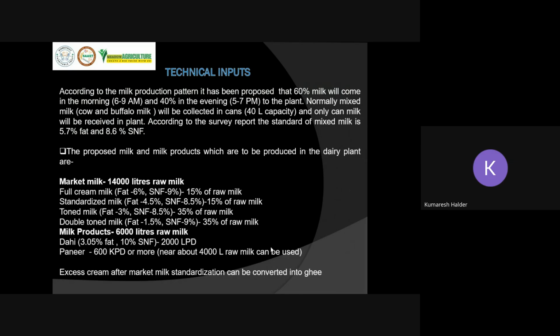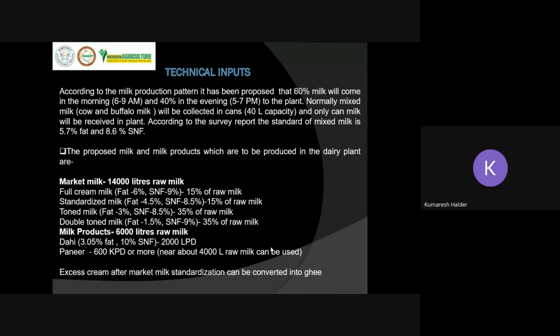Then the technical inputs. This is an example case, as I was telling. This is a case study. We have written it for 20,000 liter milk handling capacity per day. Here we have written the reception pattern, what kind of milk we are going to receive. As we have proposed, 20,000 liter handling capacity per day.